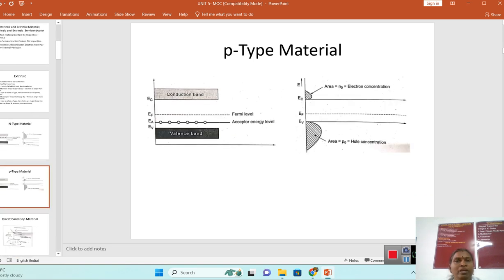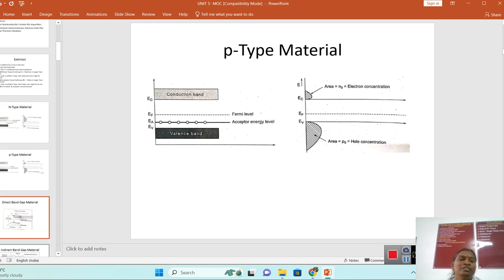The same diagram we have to draw for the P-type material. Here is the valence band, and here is the conduction band. Here is the Fermi level. Here the acceptor energy level is near the valence band. So here the hole concentration is higher compared to the electron concentration. This is the P-type material and N-type material. Generally, holes are higher in the P-type material, and electrons are higher in the N-type material.